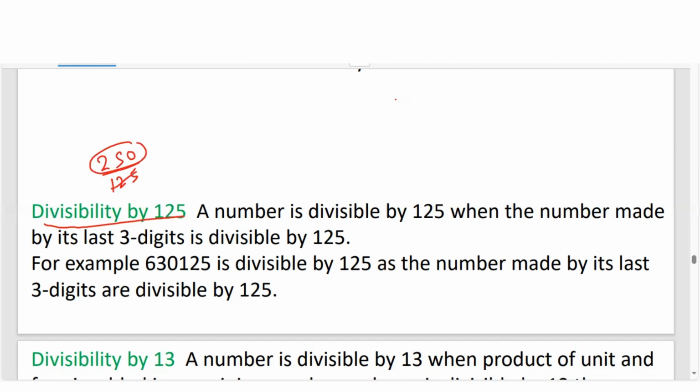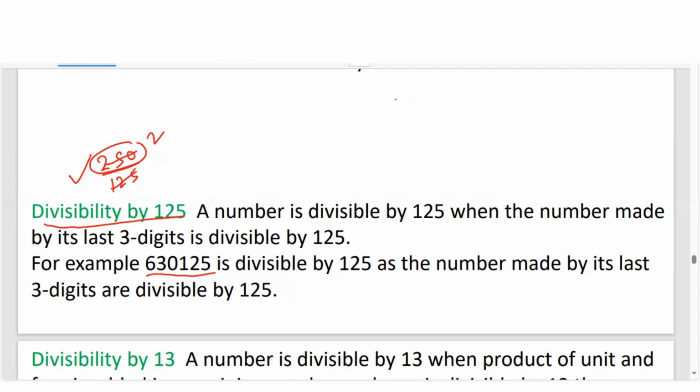So here 125 goes into 250, that means this number is divisible by 125. But suppose a large number is given, just like here 630125. That is a 6-digit number, and we have to check whether it is divisible by 125 or not. For this type of large number, if we start to check by the basic rule, dividing by 125, it will take a long time.